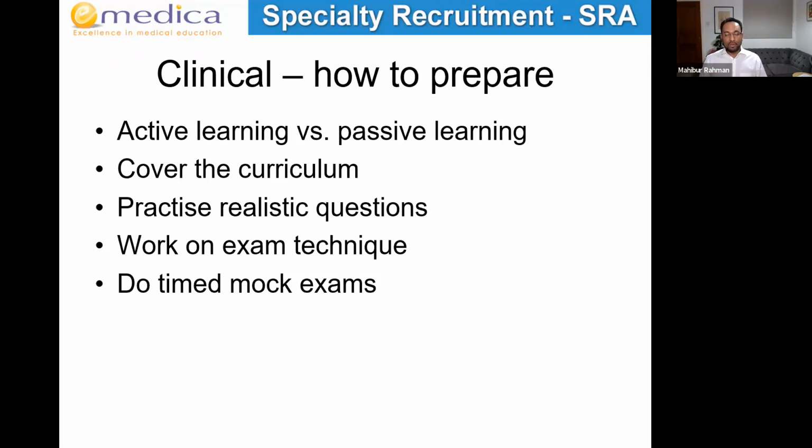You want to cover the curriculum. It's a lot to cover. It's not that they want you to know everything there is to know about ophthalmology or musculoskeletal medicine or cardiovascular. They want you to know a little bit about everything. It's a very broad curriculum. That's why you need to allow enough time. And you want to practice realistic questions. Then you want to work on exam technique.